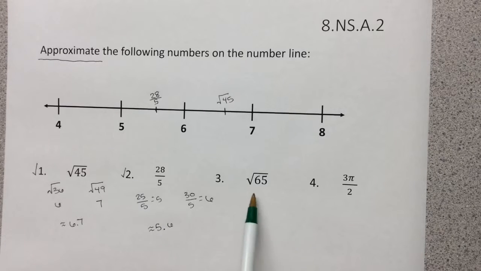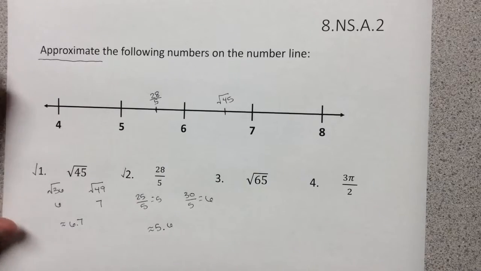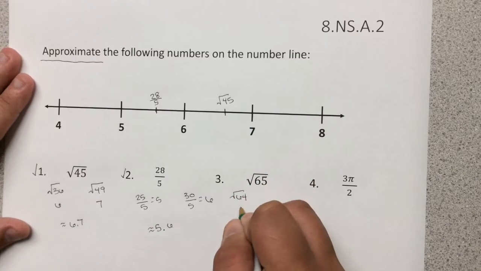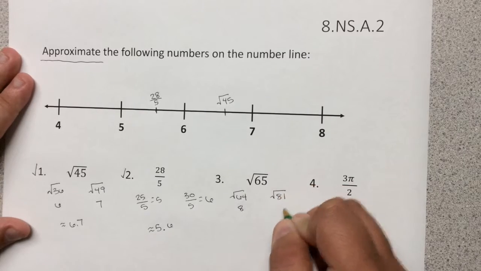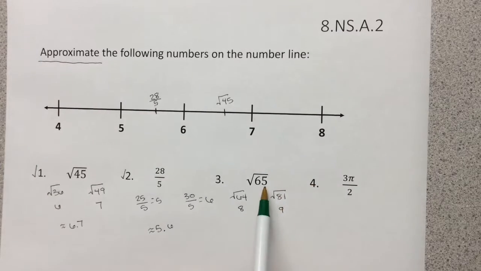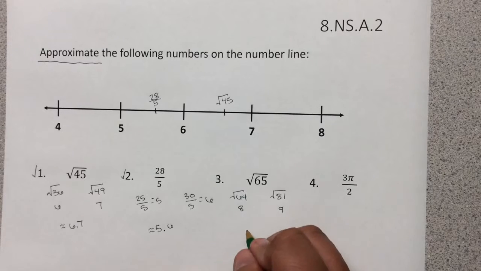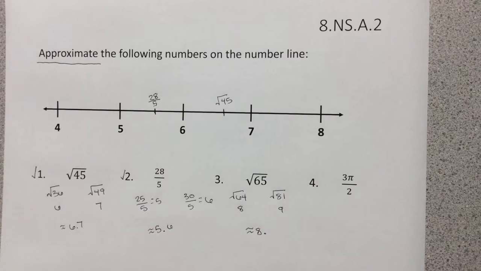Problem number 3, we're going to use the exact same strategy that we used for number 1. So instead of the square root of 45 here, we have the square root of 65. So I know that the square root of 64 is equal to 8, and I know that the square root of 81 is equal to 9. So because 65 is in between 64 and 81, then the square root of 65 has to be in between 8 and 9. So it's going to be about 8 point something, and now we want to look at which number it's closer to.